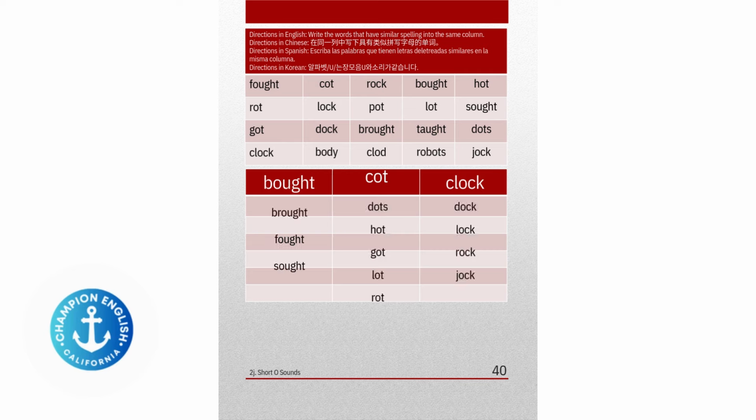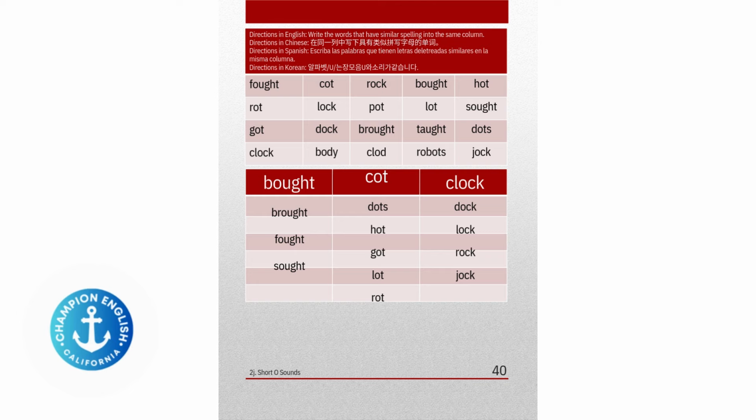Hello, students. We're back. And now we're going to take a look at these words that we have just put into these columns, okay? So under bought, we have brought, bought, saw. Under the next column, we have caught, dots, and hot. Let's go to the next page and let's see how you did.